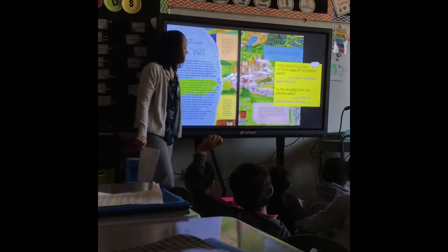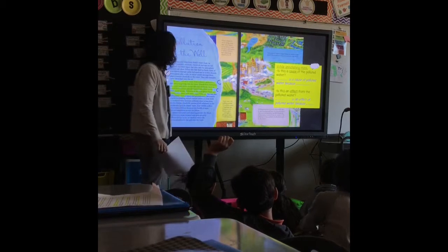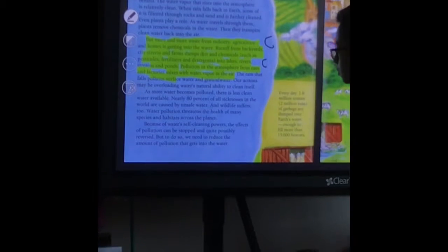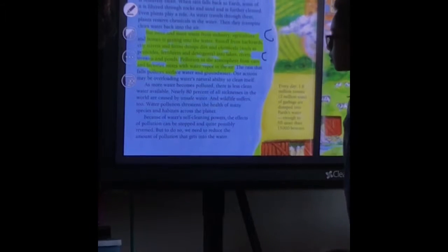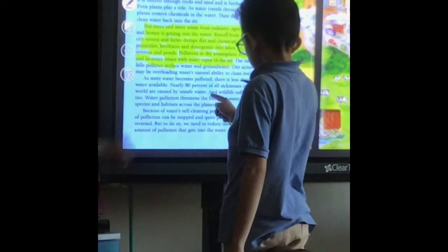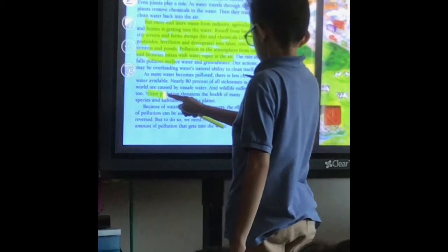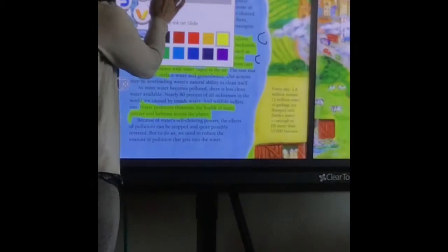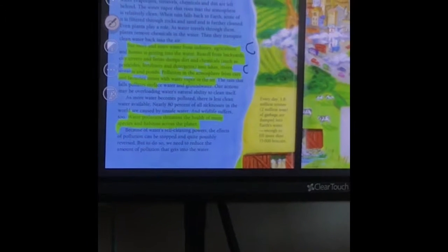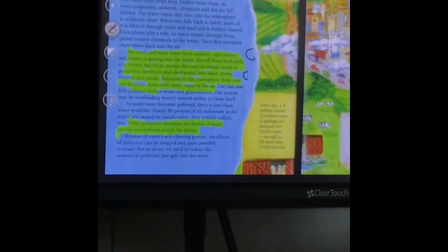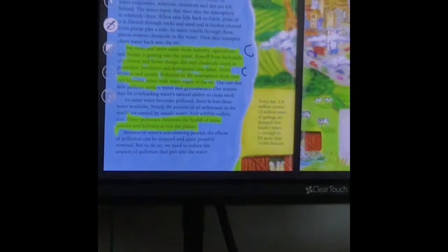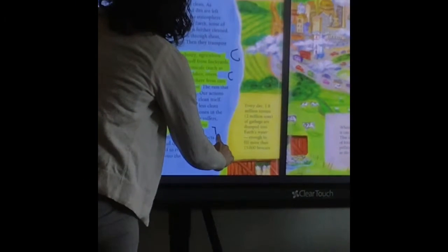Omar, can you go up to the front of the room and show us, please, where your sentence is? Water pollution threatens the health of many species of animals across the planet. Can you highlight that? How would you mark that? Would that be cause or effect? So is that effect? Okay, because of the sickness of it. Exactly. Good.